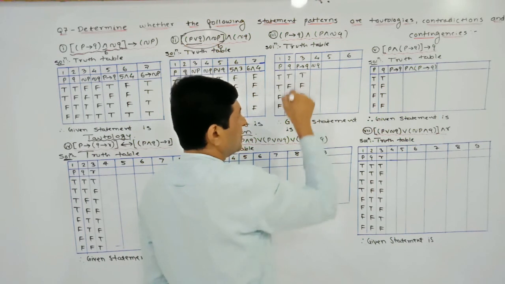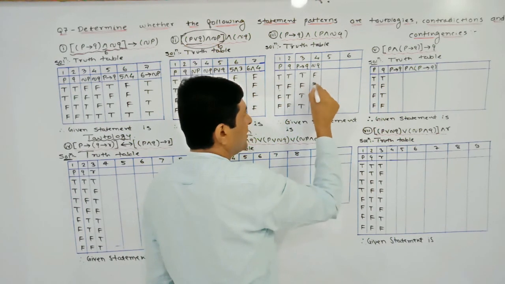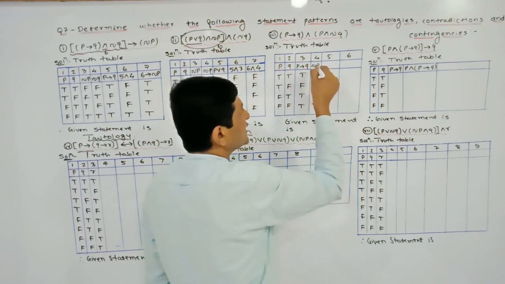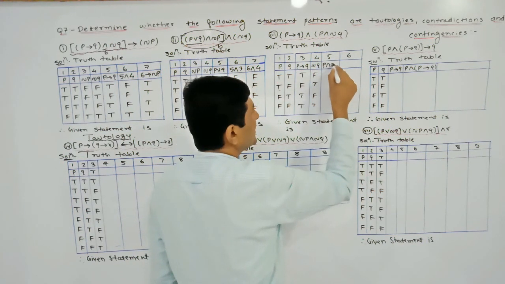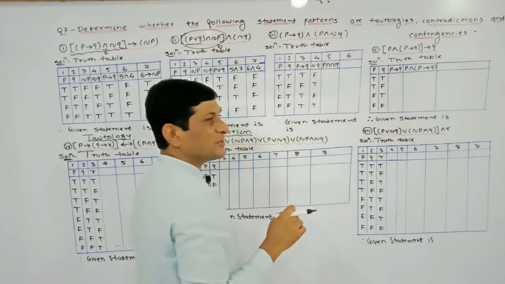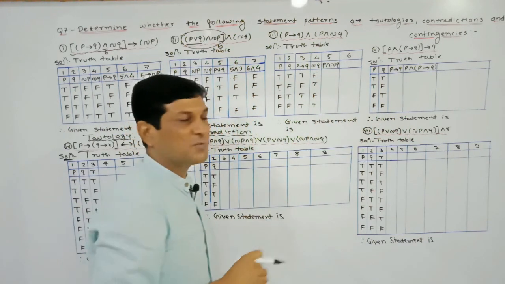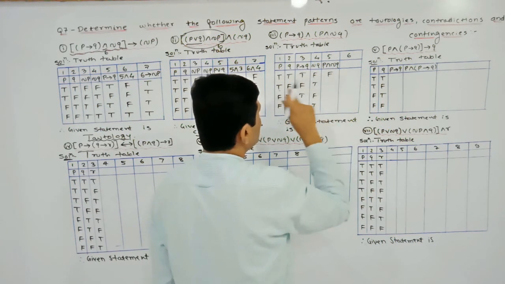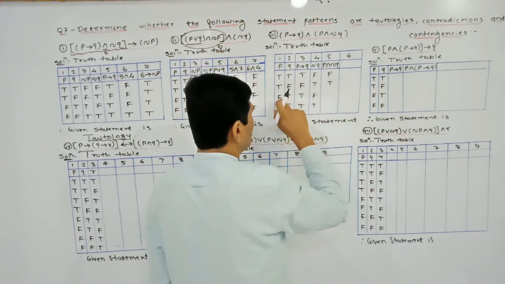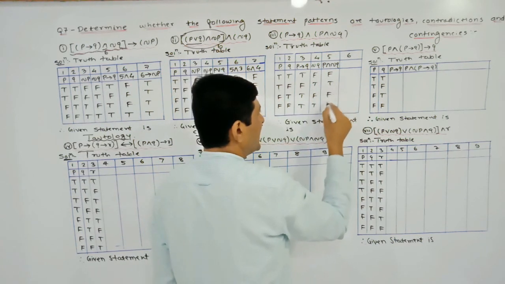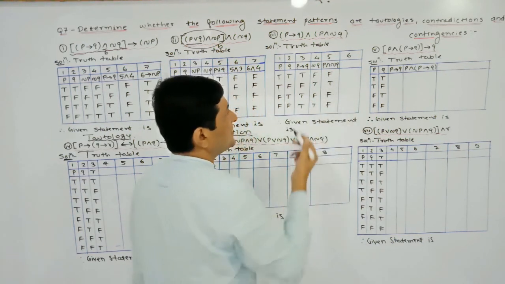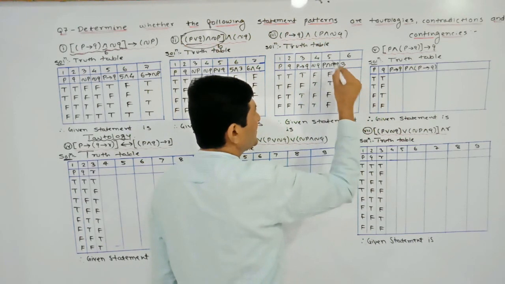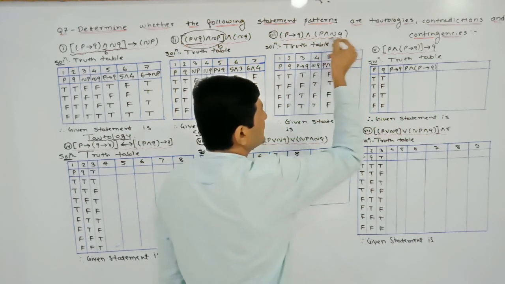Now to find out the truth value of the second part, we will require negation of Q. So find out negation of this Q. What result we will get? False, true, false, true. Now we are connecting this statement and this statement by which logical connective? AND. And in case of AND, if at least one statement is false, AND will be false. So here one statement is false, so the result is false. Here both are true, so the result is true. Here at least one statement is false, so AND will be false.